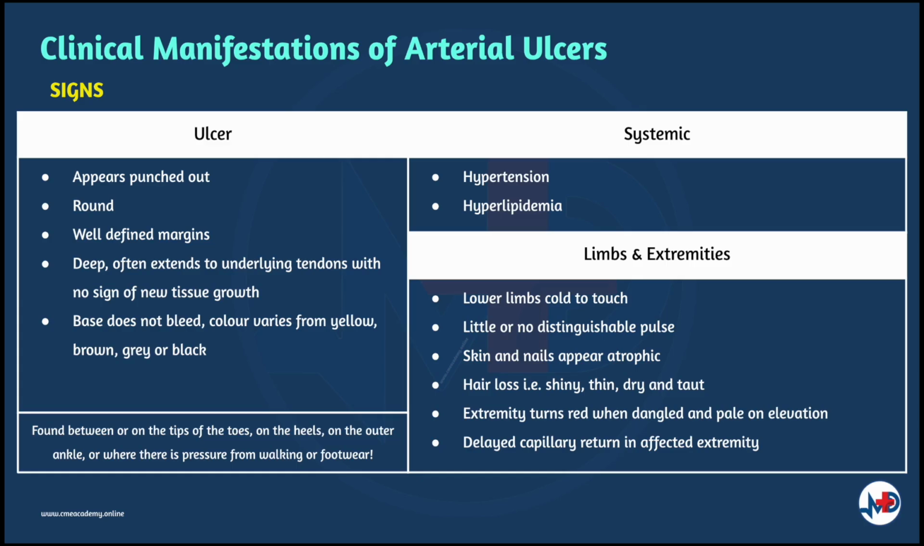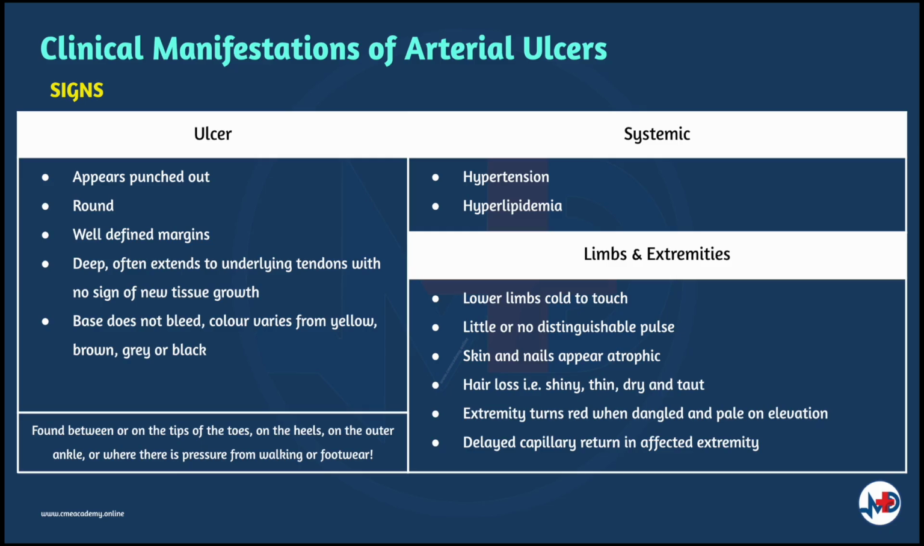The ulcer is usually deep, often extending down to the underlying tendons, and will frequently display no signs of new tissue growth. The base of the wound typically does not bleed, and it's yellow, brown, grey, or black in color. The lower limbs of the patient are usually cold to touch. The lower limb pulses are faint, and there will usually be no distinguishable pulses otherwise. The skin and nails appear atrophic. There may be hair loss on the affected extremity. The lower limbs appear shiny, thin, dry, and taut.